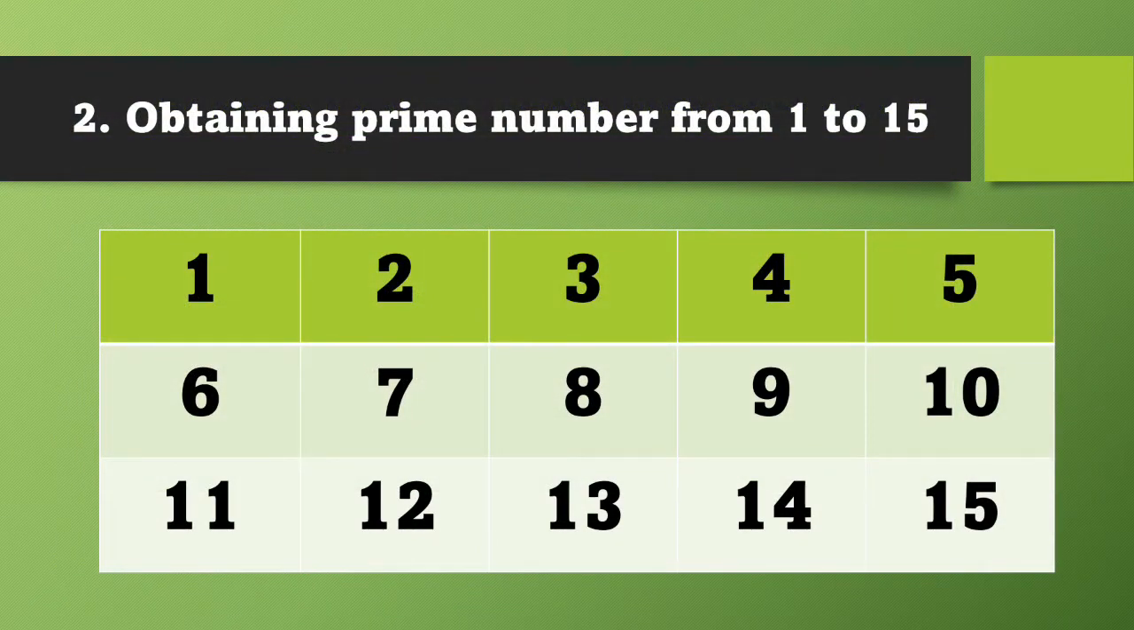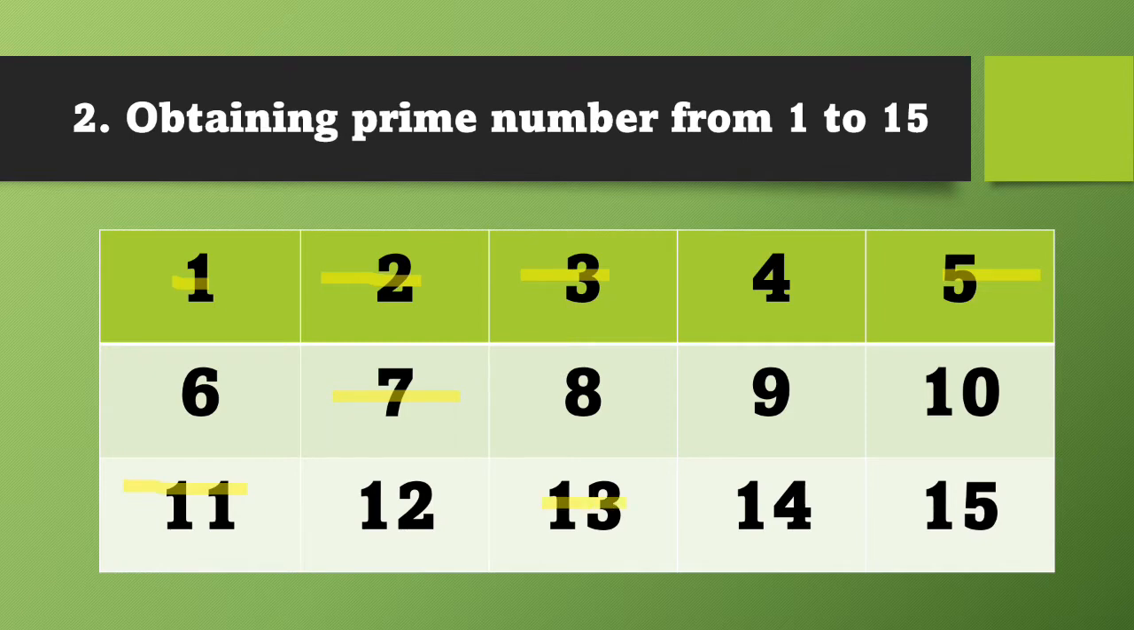Number 2, obtaining prime numbers from 1 up to 15. So we are going to find out what are the prime numbers. But what is a prime number? A prime number is a number which has only 2 factors, 1 and itself. Okay, let us see. We have 1, 2. 2 is the only even number which is a prime number because it has only 2 factors, 1 and itself, that is 1 and 2. We have 3, 5, 7, 11, and 13.